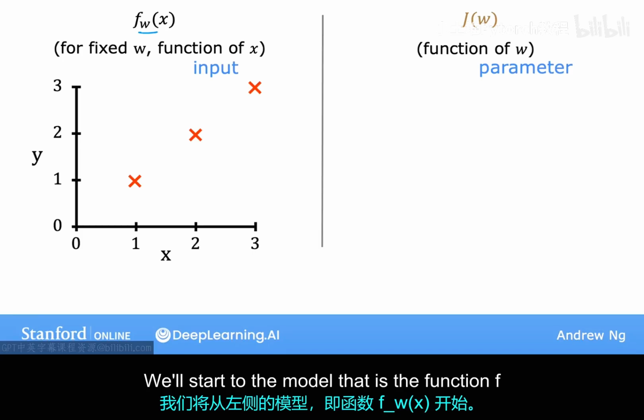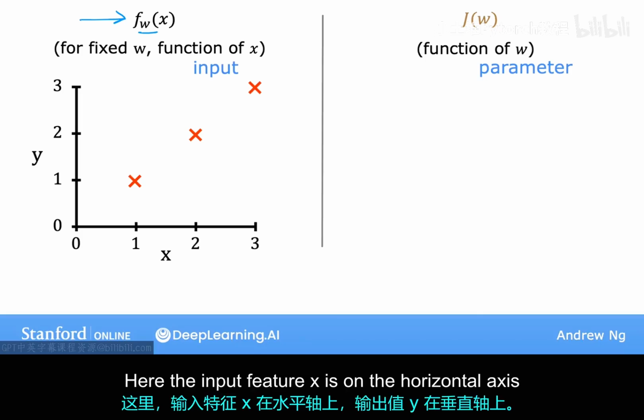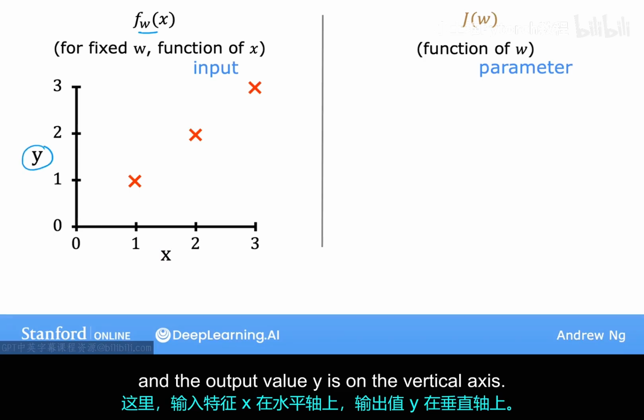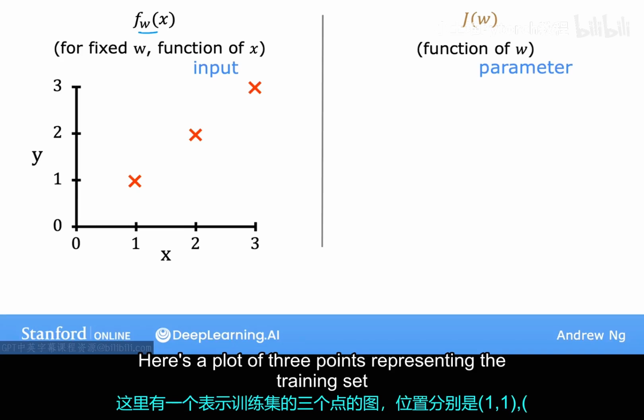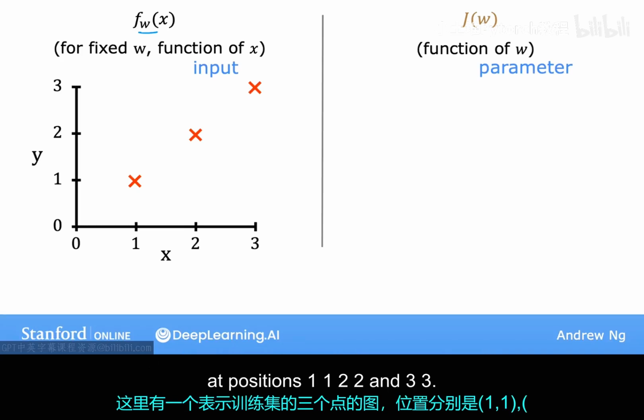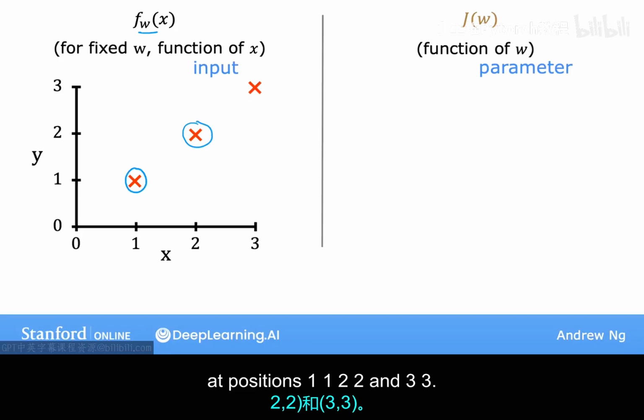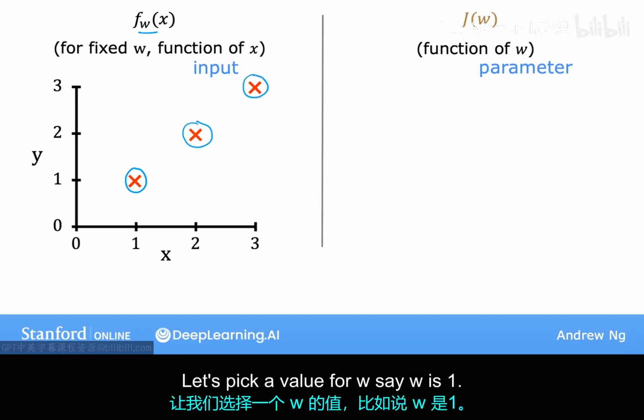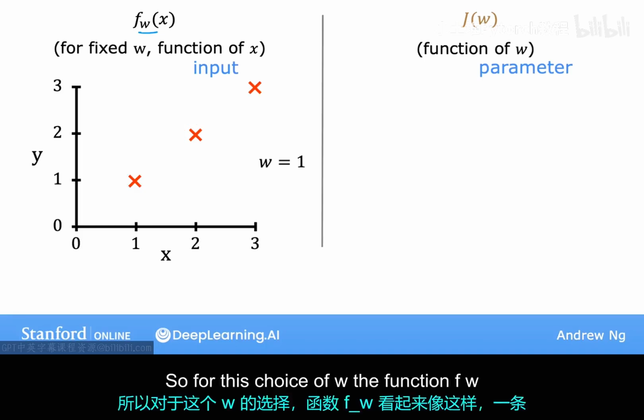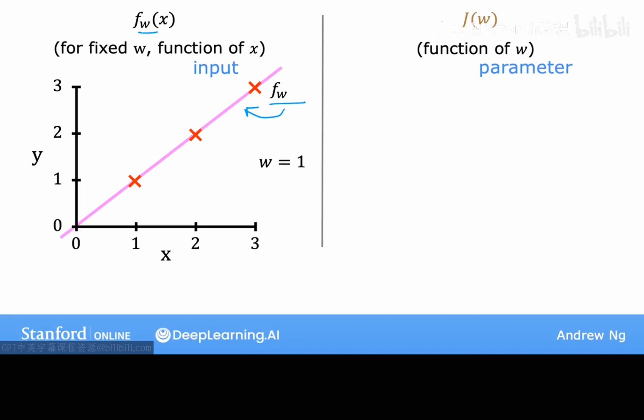We'll start with the model, that is the function f_w of x on the left. Here, the input feature x is on the horizontal axis, and the output value y is on the vertical axis. Here's a plot of 3 points representing the training set at positions (1, 1), (2, 2), and (3, 3). Let's pick a value for w, say w is 1. So for this choice of w, the function f_w looks like this straight line with a slope of 1.